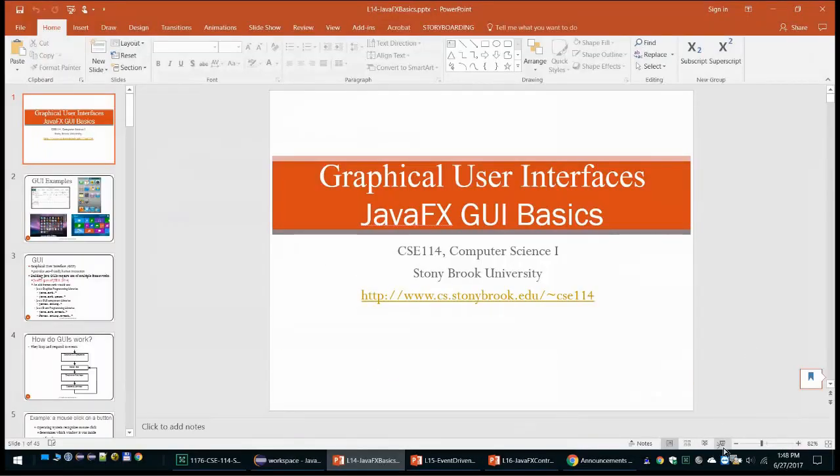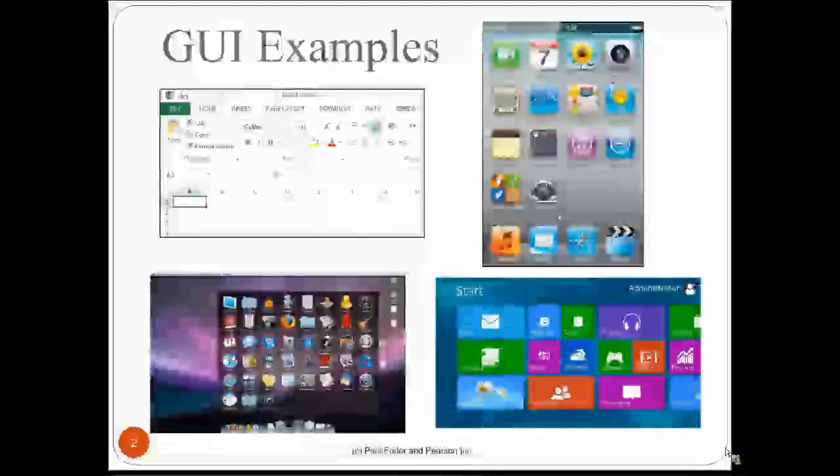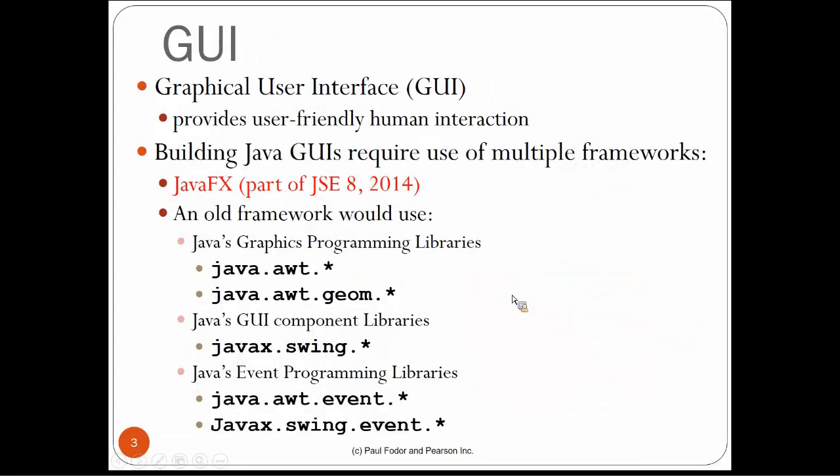Graphical user interfaces are user interfaces that are graphical, like for instance Excel, the iPod or iPhone user interface, the operating systems like OS X or Windows. Graphical user interfaces provide a human-friendly interaction. We can build graphical user interfaces using multiple frameworks. We are going to use JavaFX, which is part of JSE 8 since 2014, and is relatively new. There are also old frameworks that we could have used, which are still available in Java, like the AWT package or graphical user interface framework, and the Swing interface that was available for the last 20 years in Java.